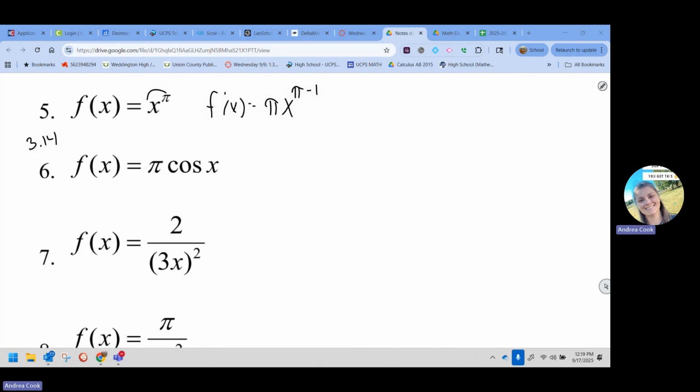All right, then 6 has a pi in front, but it's times cosine. That means it will stay with the problem. It's a constant multiple. That doesn't go to 0. Let's keep the pi. Okay, and then do you guys remember the derivative of cosine? Negative sine, perfect. Okay, so f prime of x is negative pi sine x.